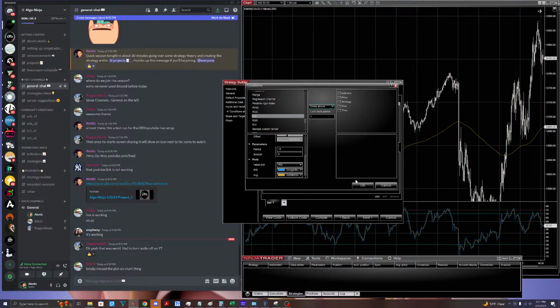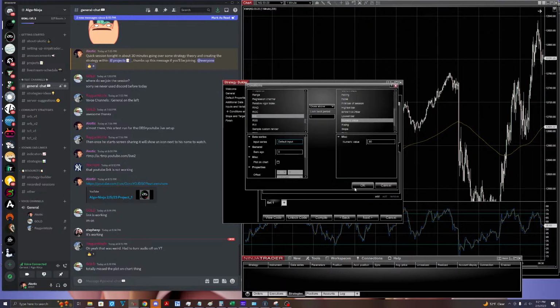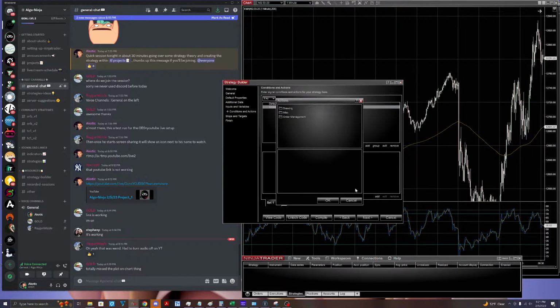And to get that 80 value, we can go to miscellaneous, choose numeric value, and then choose 80. So RSI crosses above 80, and it's using the price close. So price close is greater than the 200 EMA. RSI crosses above 80. We enter in our action, order management, enter long position.